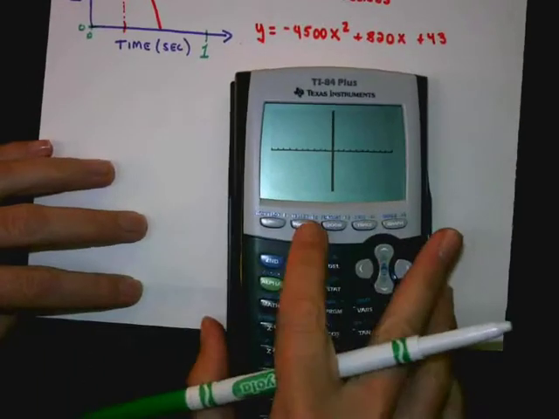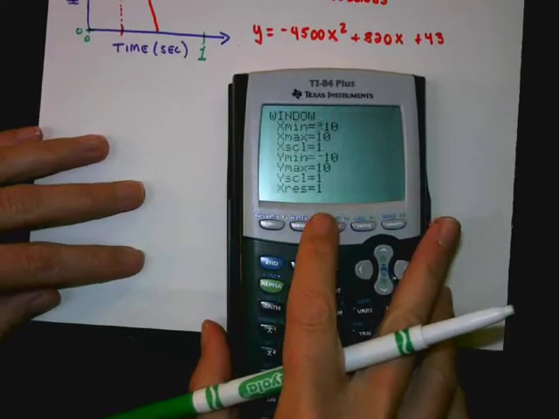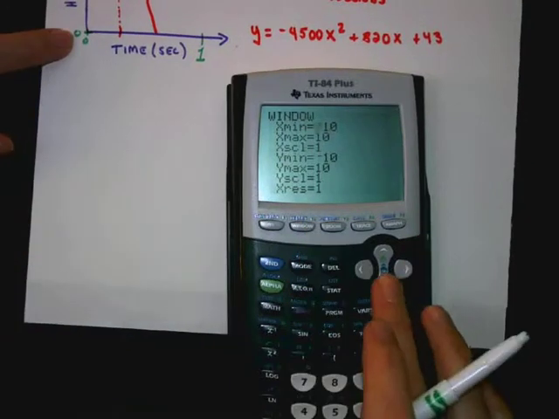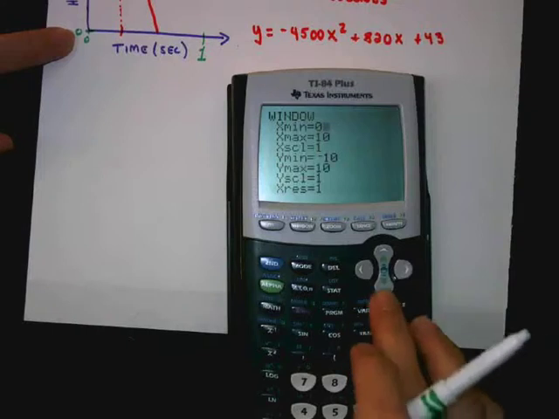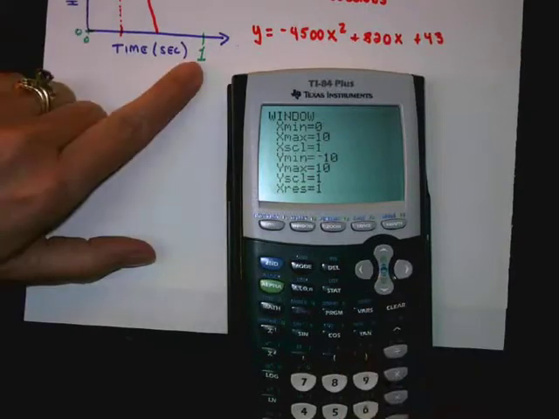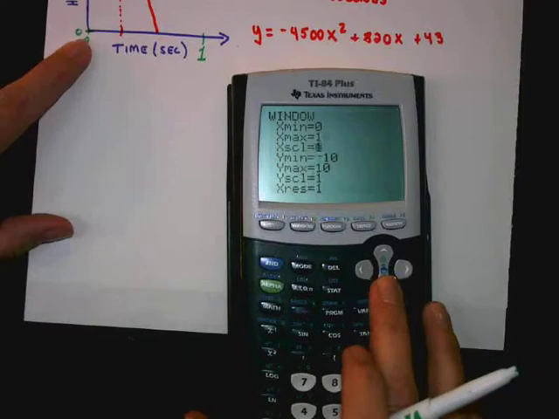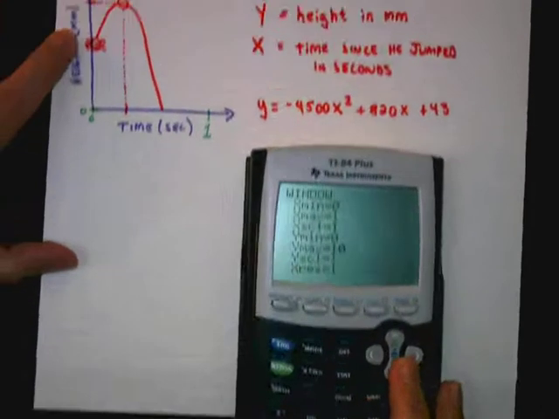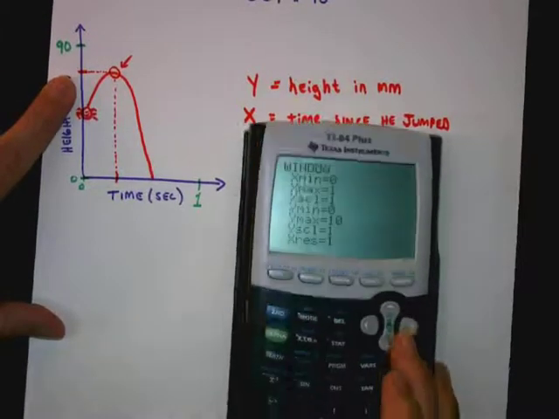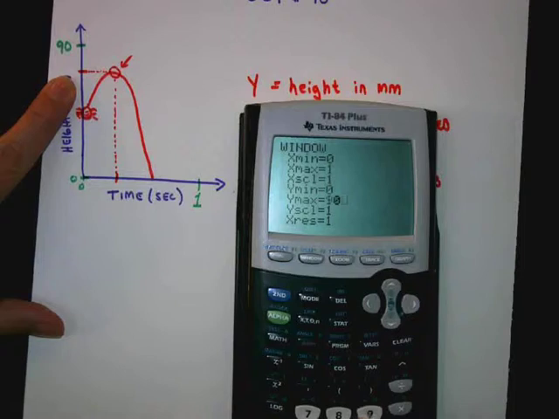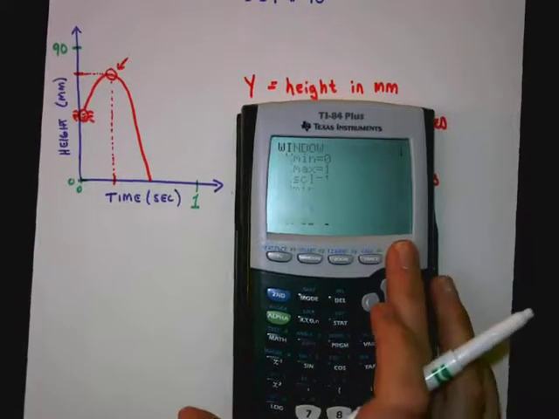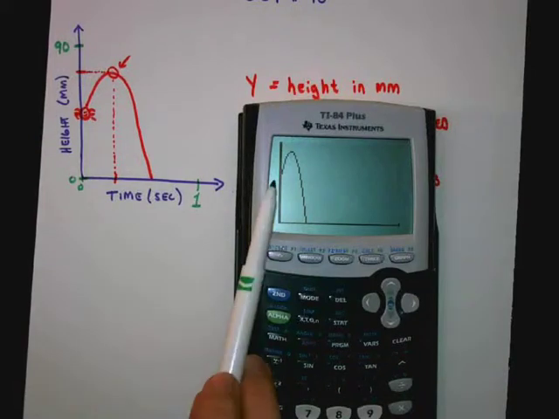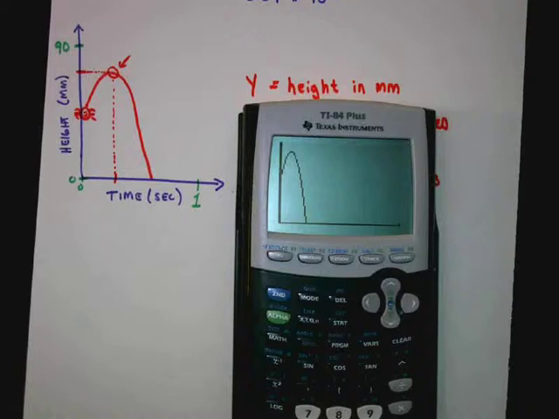To do that, I'm going to hit the button that says window here, and I'm going to change the x min to 0, and I'm going to change the x max to 1. And I'm going to change the y min to 0, and I'm going to change the y max all the way up to 90 because I want to be able to see quite high on this parabola. Now I hit graph again. Okay, that graph looks a little bit more like what I expected. So I've been able to zoom in on the little spider's jump there.